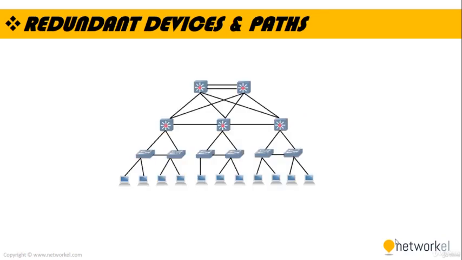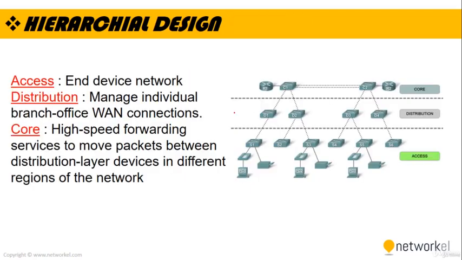We should also use redundant devices and paths to mitigate device hardware and cabling problems. For example, let's say that if this device fails, the communication can go ahead by using this device. Or for example, if this cable fails, no problem again. We can continue our communication from this path or by using this path or something like that.